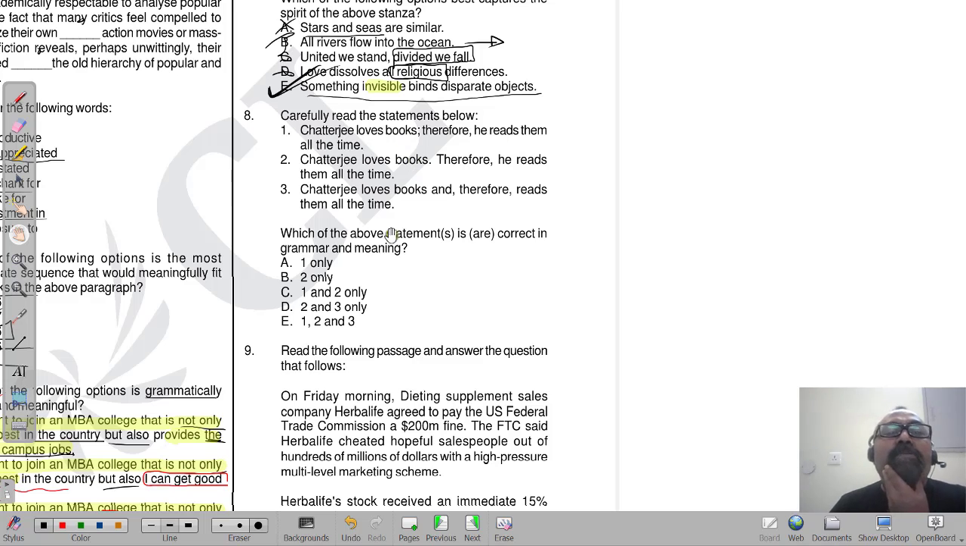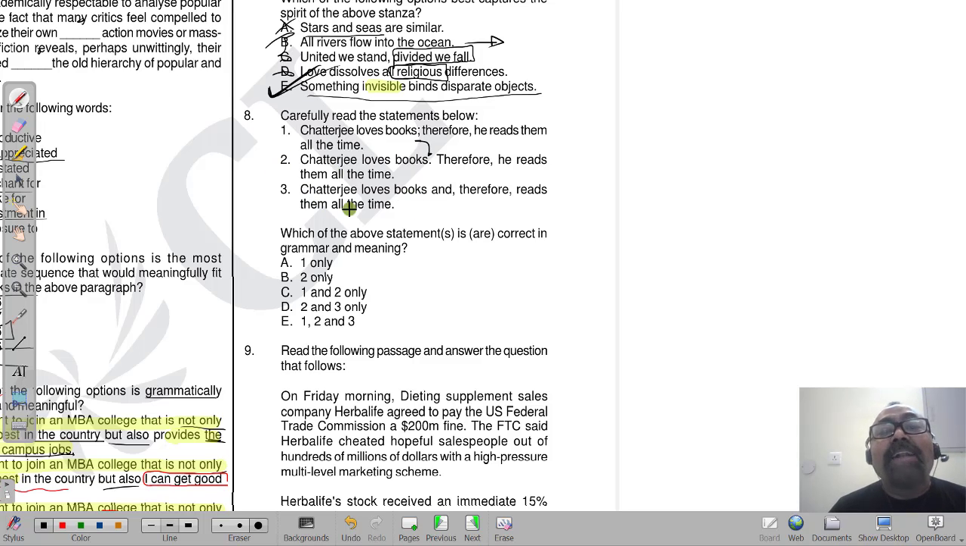Carefully read the statements below. Which of the following are correct in grammar and meaning? Chatterjee loves books. Colon. Therefore, comma, he reads them all the time. There is no problem with that sentence. And actually, this colon can also be converted into a full stop. Chatterjee loves books. Full stop. Therefore, comma, he reads them all the time. There's no problem.